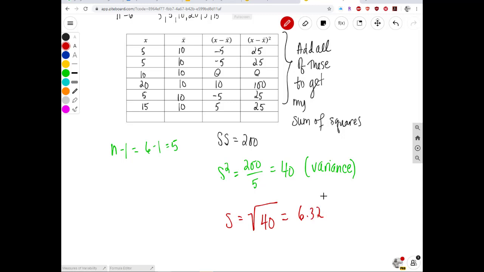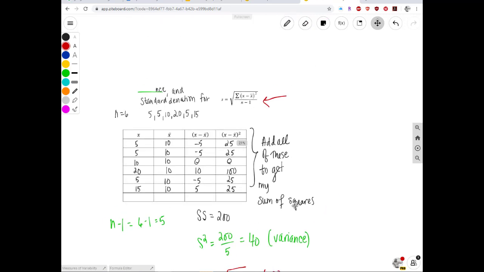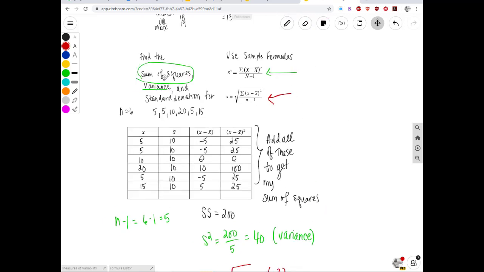Okay, so now I have solved for my sum of squares, my variance, and now I've solved for the standard deviation.